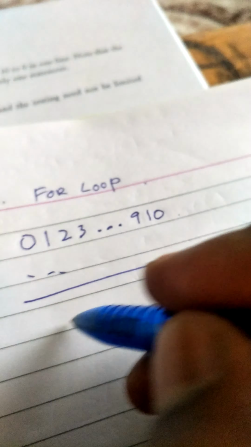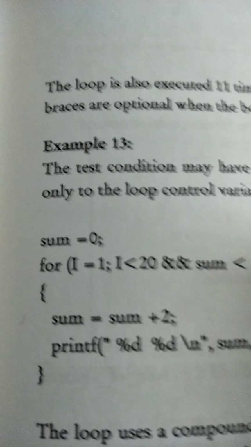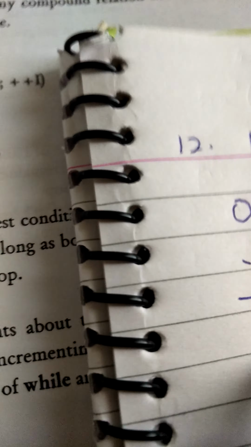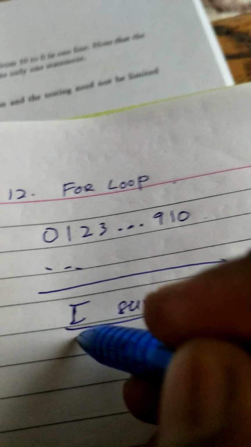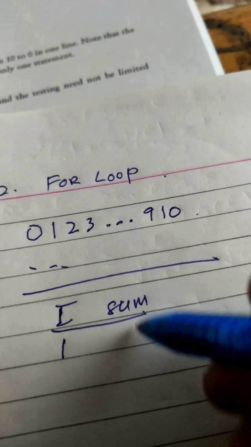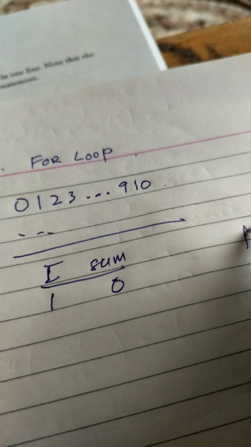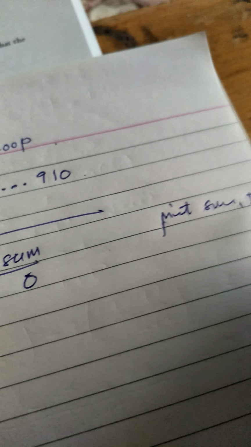I think better we do it like this. So we need I and we need sum. Okay, now when it goes here, the sum value is 0, I is 1. So this is I, this is sum. So the value of I is 1, sum is 0. Okay, then print here. Print what? Print sum and I. Okay, I put it here.